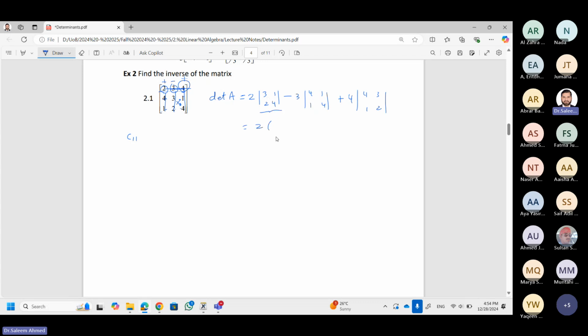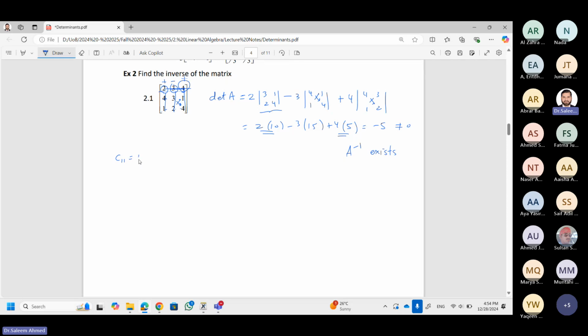But it is 2 into 12 minus 2, 10 minus 3, 16 minus 1, 15 plus 4, 8 minus 3, 5. So this is 20 plus 20, 40, and minus 45. So that is minus 5. So see, it's not equal to 0, so it means A inverse exists. If this determinant is 0, there is no A inverse. You can stop here.